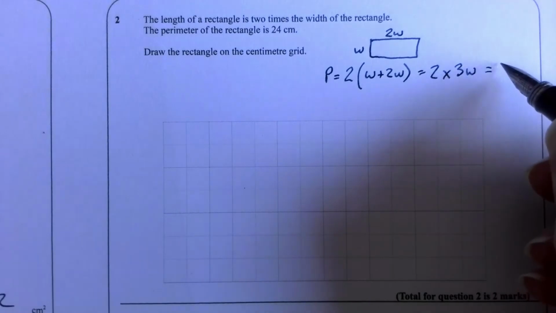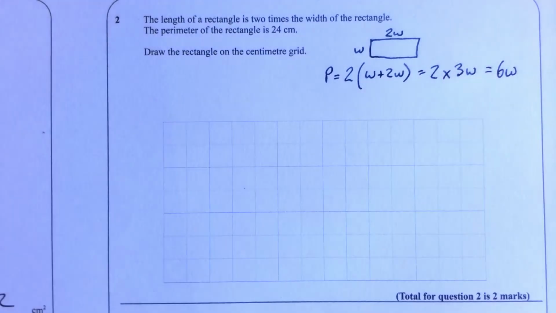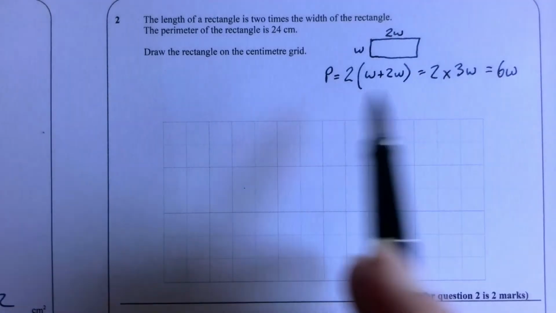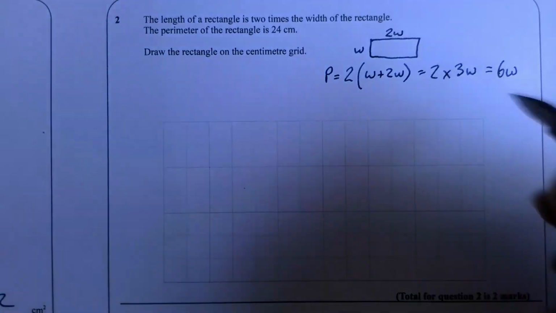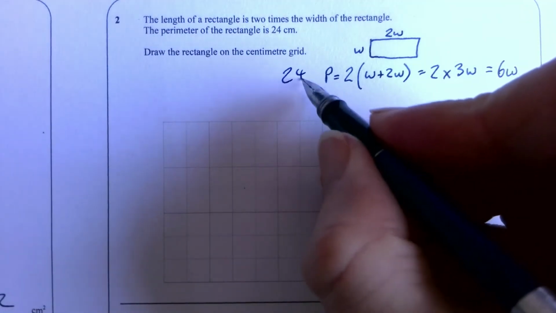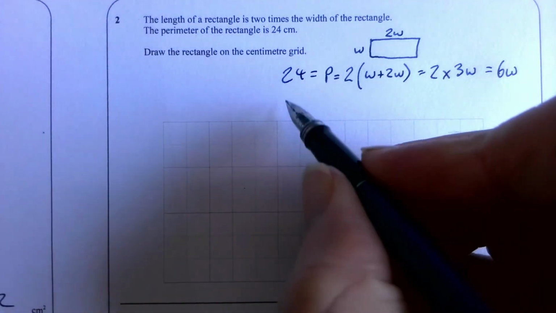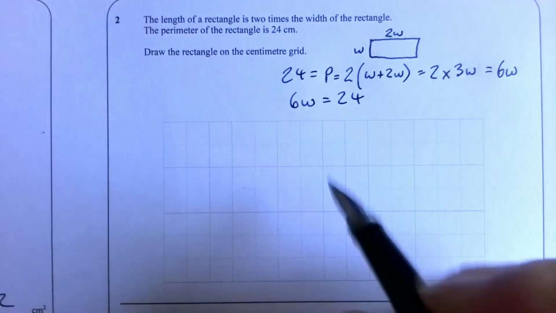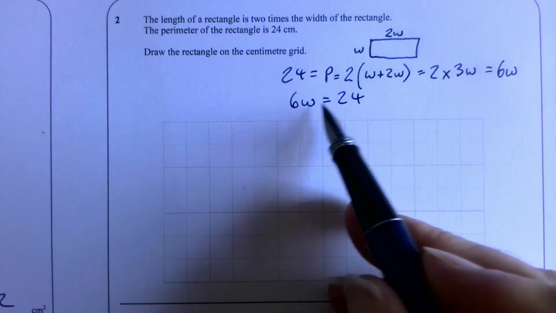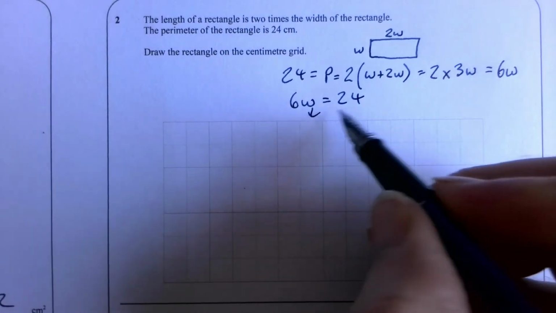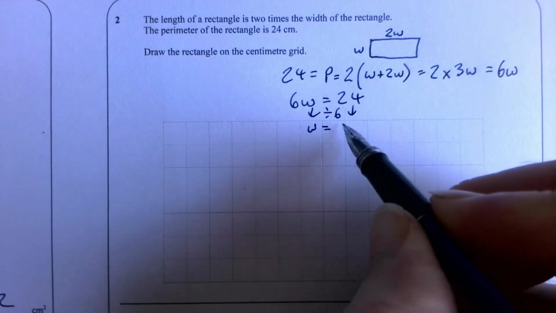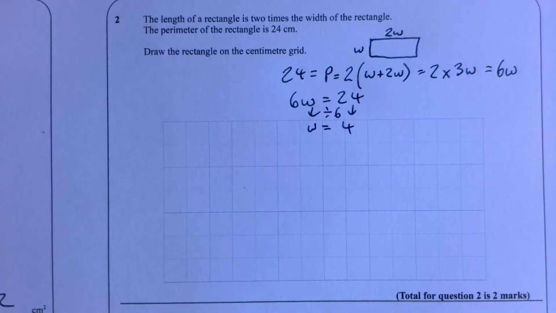So that means 6 widths altogether, or 6W. But we know that all of that adds up to make 24. So I can say 6W is equal to 24. So if 6 times a number is equal to 24, we divide both sides by 6, and that would give you the width is 4.